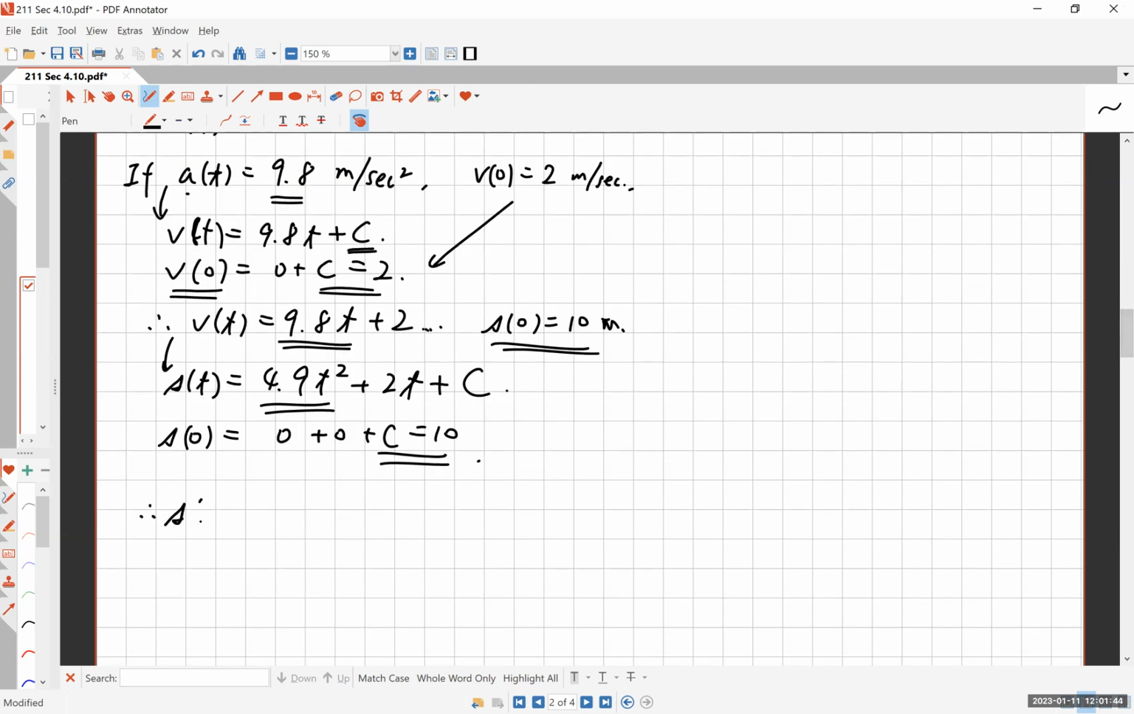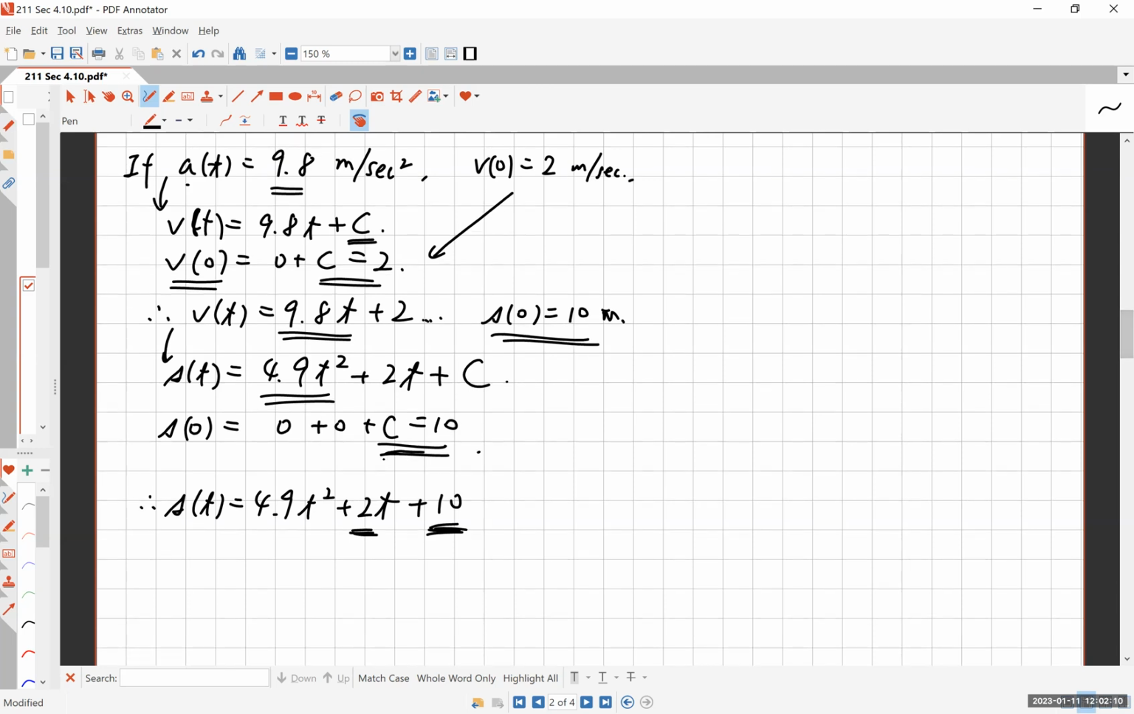So therefore, now we have a complete description of the position function, which is 4.9t squared plus 2t plus 10, 2 being the initial velocity, and 10 representing the initial position, right? So once you have a derivative and a point or an initial value or some sort of a value of the function, then you can uniquely determine that c, and that is called an initial value problem.